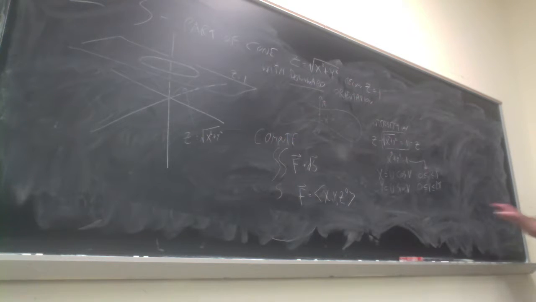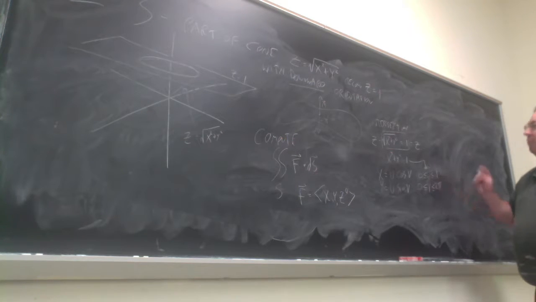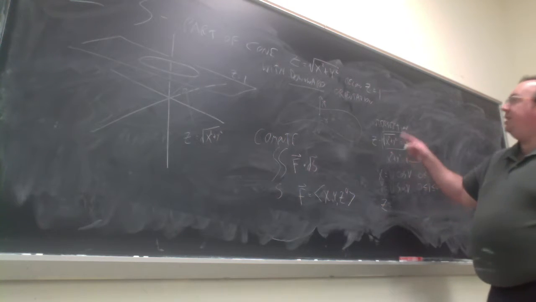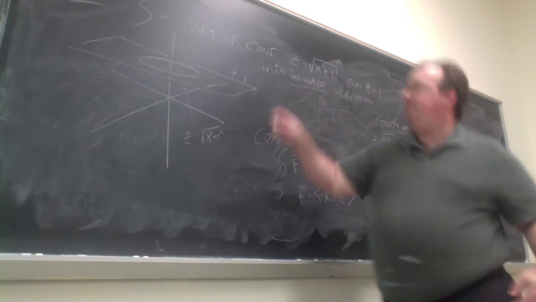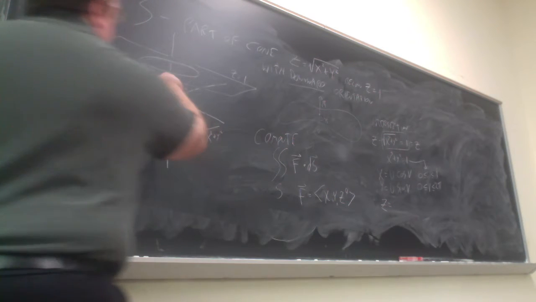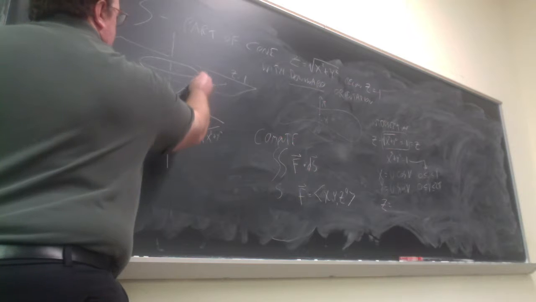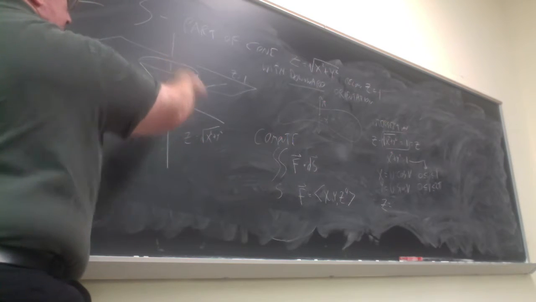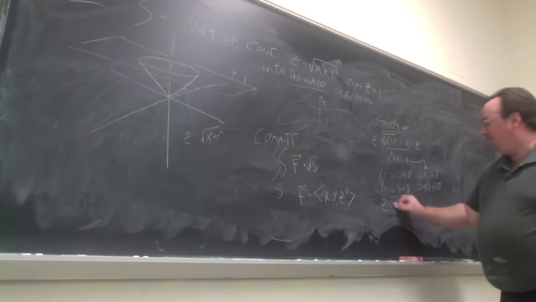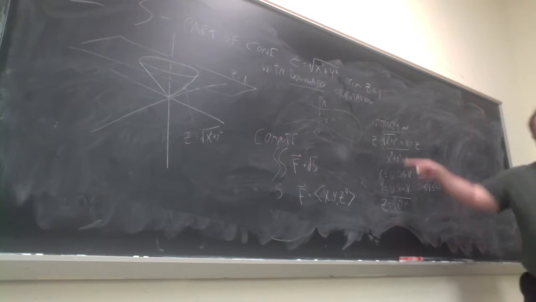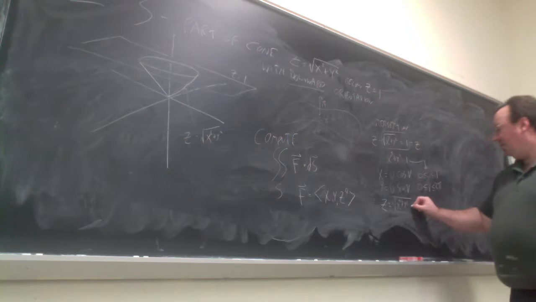Now, what about z? Well, the surface is part of a cone. It's defined by this equation right here. So use this. Z is equal to the square root of x squared plus y squared. And you fill in what x and y are.